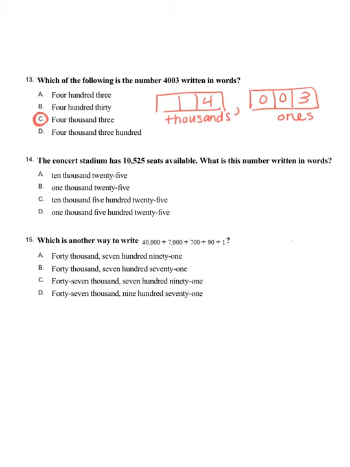The concert stadium has 10,525 seats available. What is this number written in words? Well, I know that it'll be 10,000, so I can eliminate B and D. And I know that I have those 500s, not just 25, so it's going to be C.